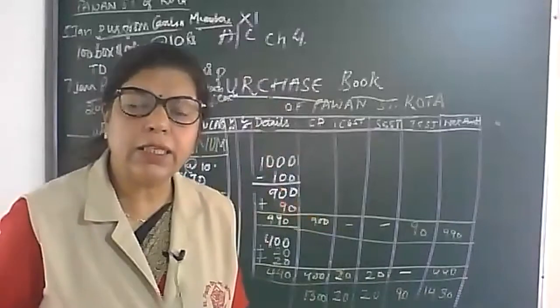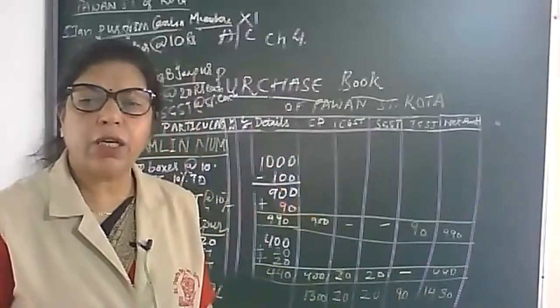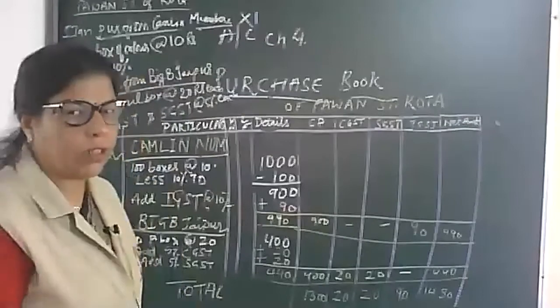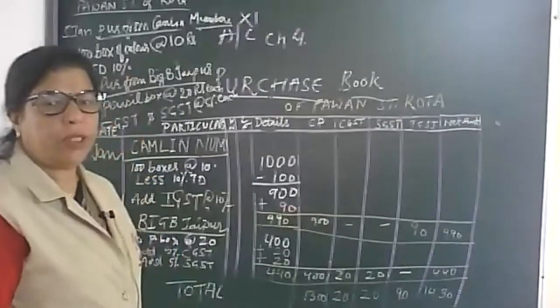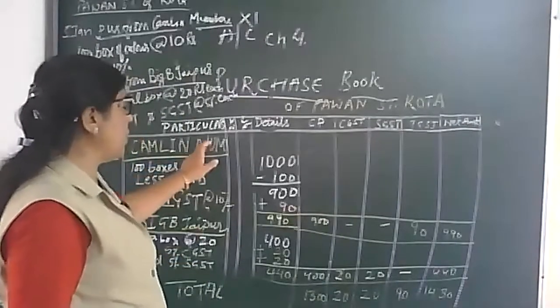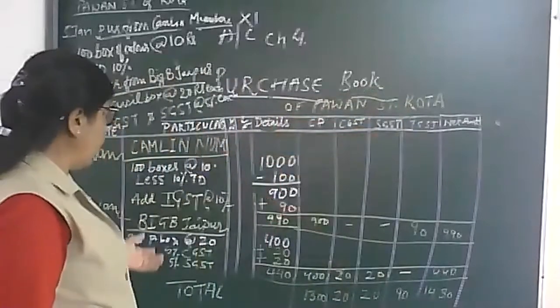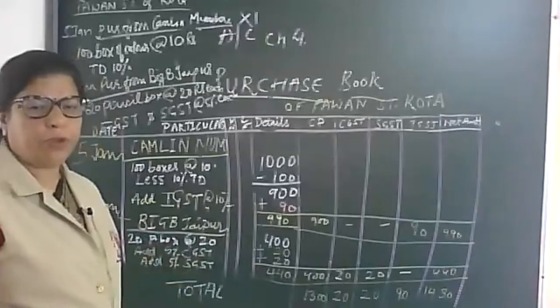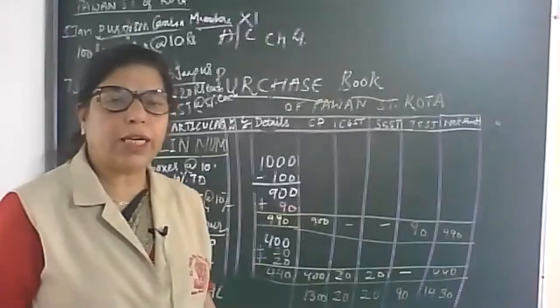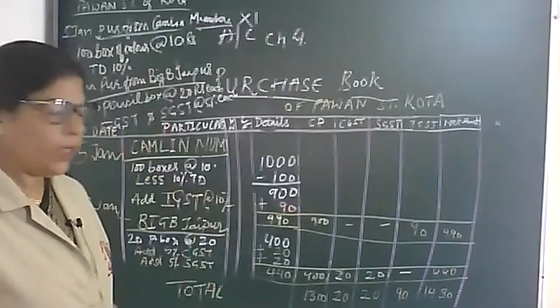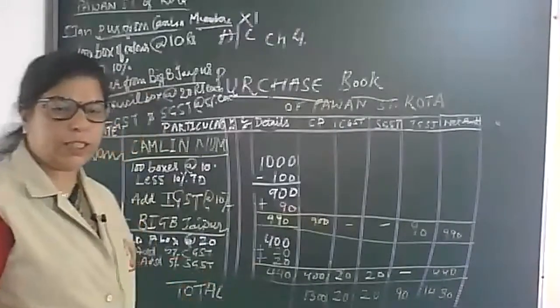Why IGST, Tanesh? Because the states are changing. I explained in the theory that this transaction is of Mumbai and that is of Kota. Then the next, big B, Jaipur. Here it is Jaipur and Kota dealing. It means CGST and SGST.